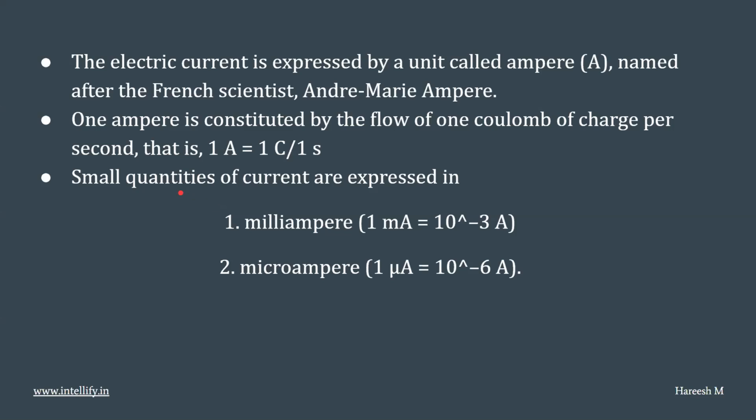Now, sometimes small quantities of current are not expressed in ampere. They are expressed in milliampere, written like this: 1 mA, small m and capital A. This is 1 milliampere, and 1 milliampere is equal to 10^-3 ampere. Remember that. So this milli is 10^-3. When they say 1 milliampere, it means 10^-3 ampere.